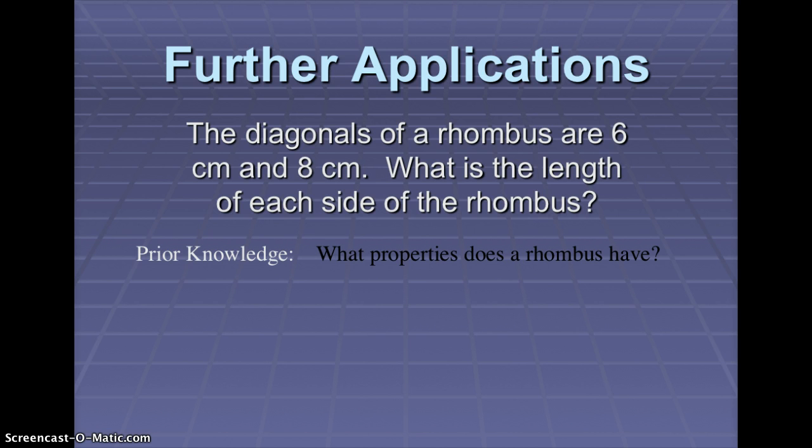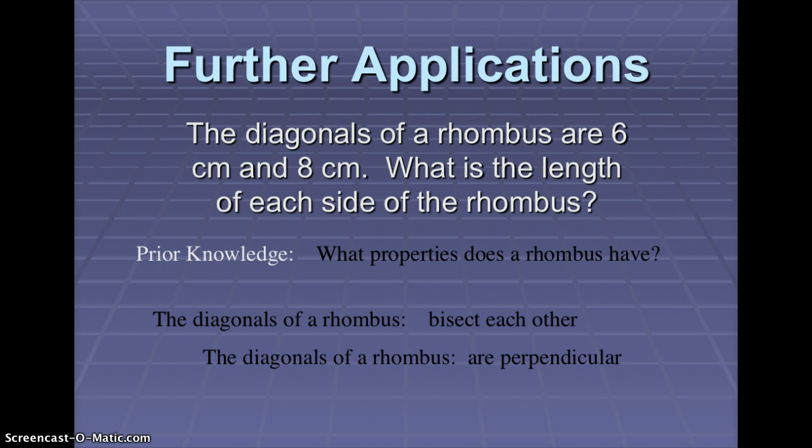So our prior knowledge is what properties does a rhombus have? So take a couple minutes and think back to what properties the rhombus has. And you can look back in your notes to do this, but we should have a good understanding by now what properties a rhombus has. So first off, we know that the diagonals of a rhombus bisect each other. The diagonals of a rhombus are perpendicular, and the sides of a rhombus are congruent. So with that information, we can help us solve this problem.